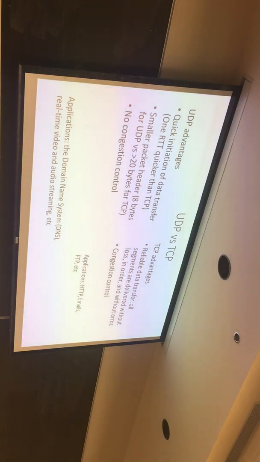Of course, this is something you always need to consider. We covered this from the beginning. We have two options from the Internet protocol stack, UDP versus TCP. For UDP, one advantage is that it has a quick initialization of the data transfer, specifically one RTT quicker than TCP. The second one is it has less overhead. The UDP packet header is only 8 bytes, but TCP has more than 20 bytes of header. And UDP doesn't have congestion control. That means it can just send out data over the network without considering congestion.